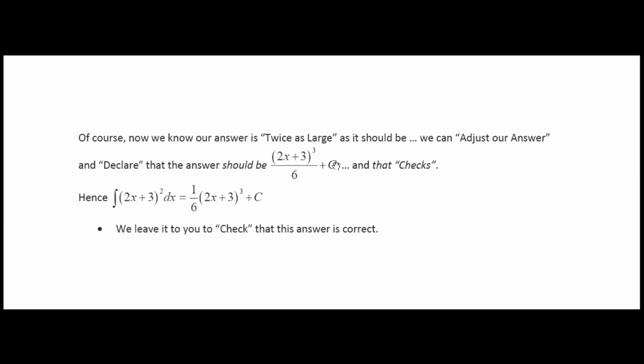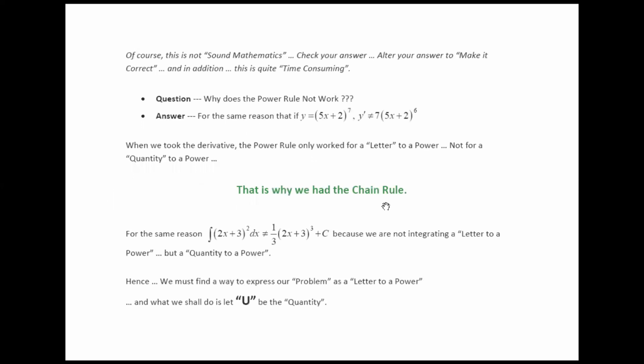And let's check that. When we do, we're going to get 3 times (2x + 3)² over 6, times the derivative of what's inside, which is a 2. And the 3 times 2 is 6, and the 6 is canceled. It checks. We say here, we leave it to you to check that the answer is correct, but we more or less did that for you, did we not? Let's go to the next.